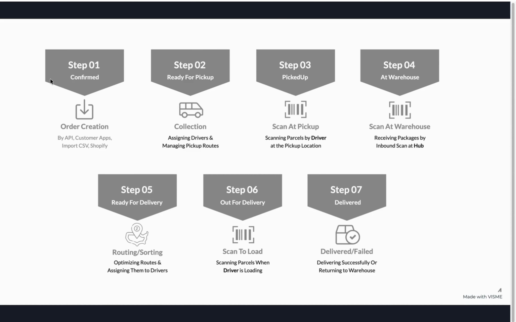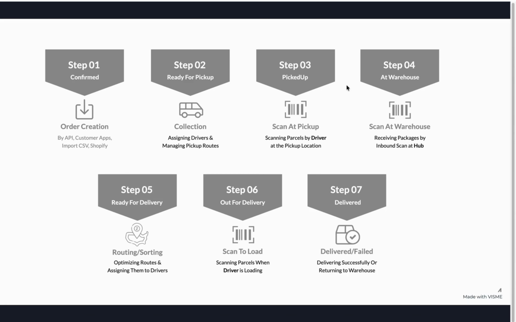These are the steps that we are going to go through. The first step will be order creation using API or customer web and app, importing a CSV file and so on. Step two will be making the pickup routes and sending a driver for the collection. Step number three, when the driver arrives, the driver picks up packages by scanning. So we will have a scan at pickup. Orders and packages will be picked up automatically when the driver scans.